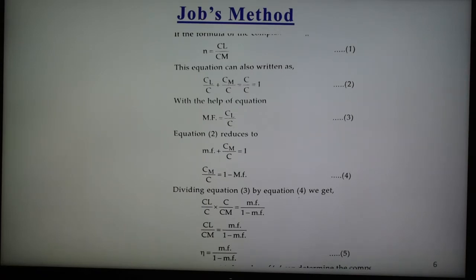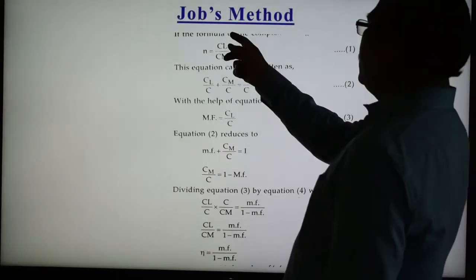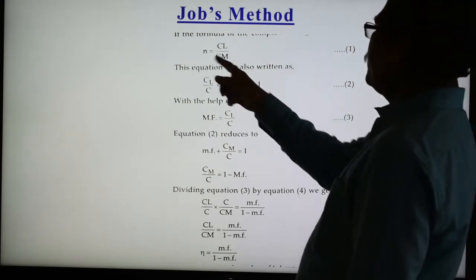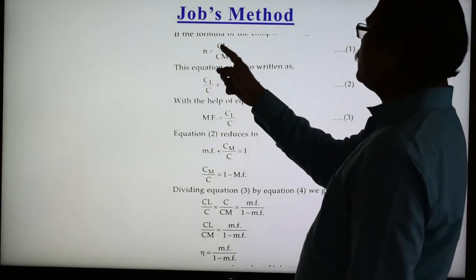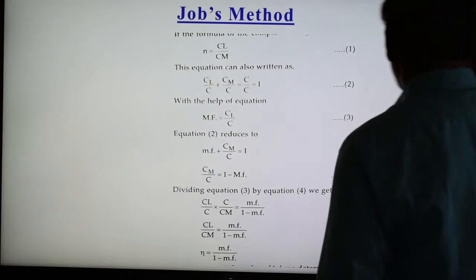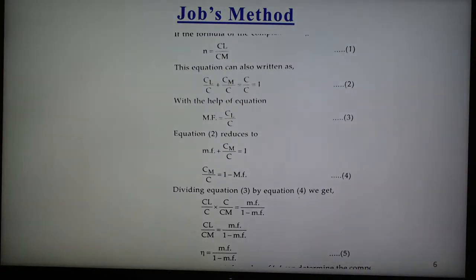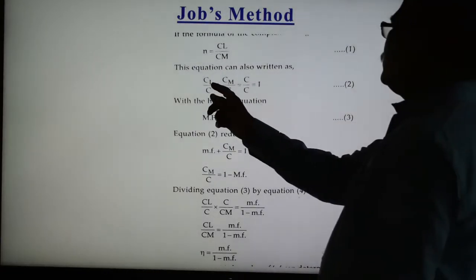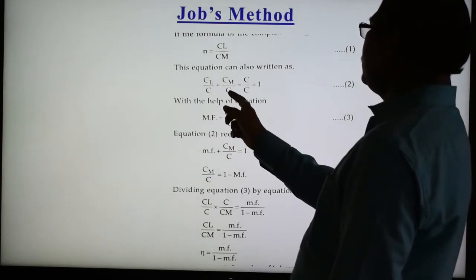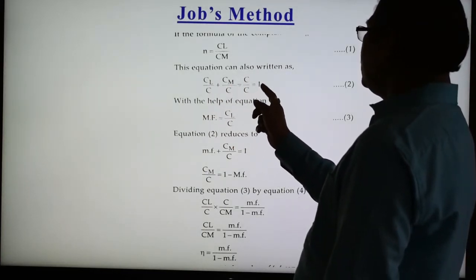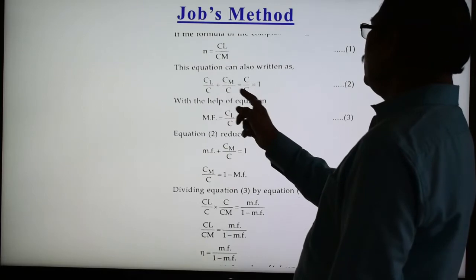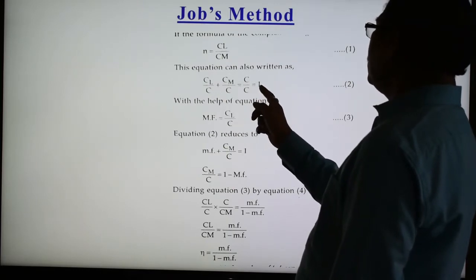If the formula of the complex is MLn, as we have seen in the general reaction, then n equals Cl upon Cm, the concentration of ligand upon the concentration of metal. This equation can also be written as Cl upon C plus Cm upon C equals C by C, that is, Cl plus Cm equals C. Taking C common, the right side is now 1.